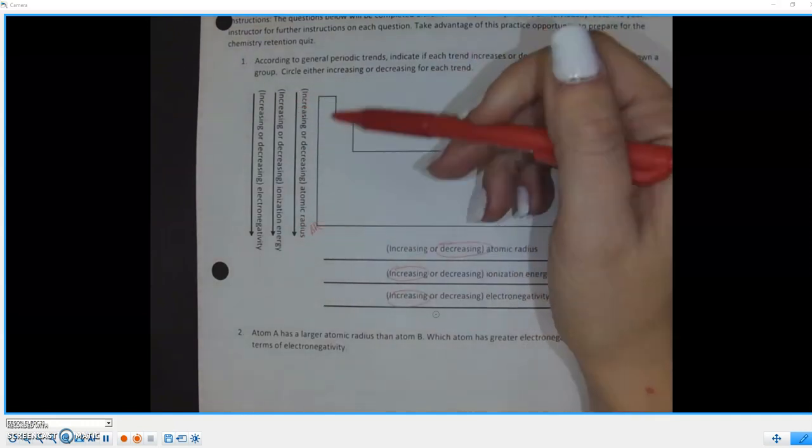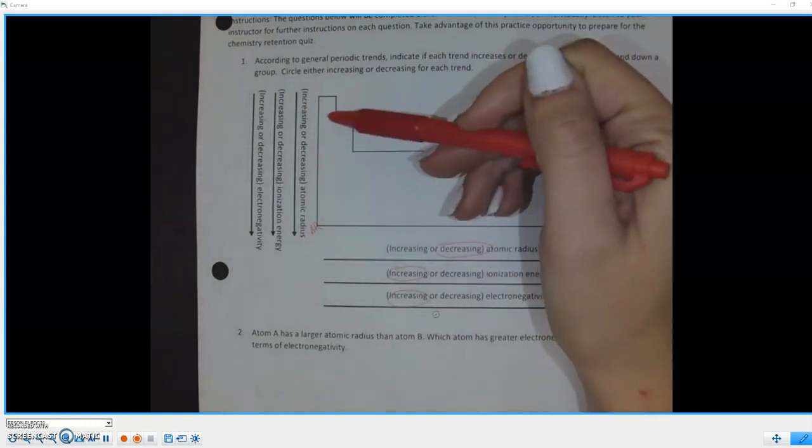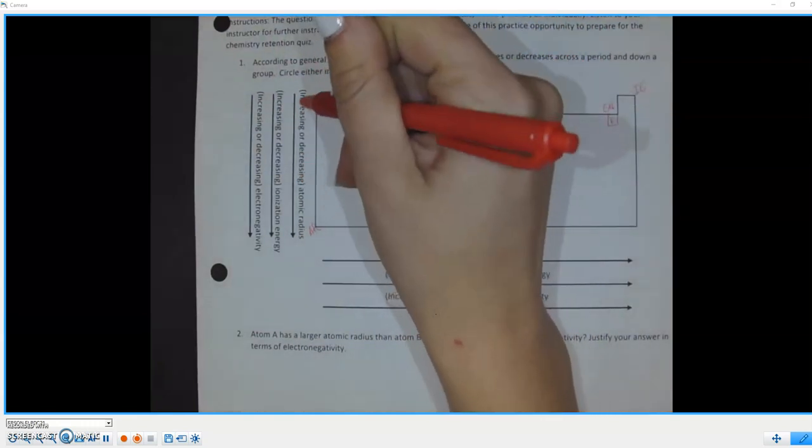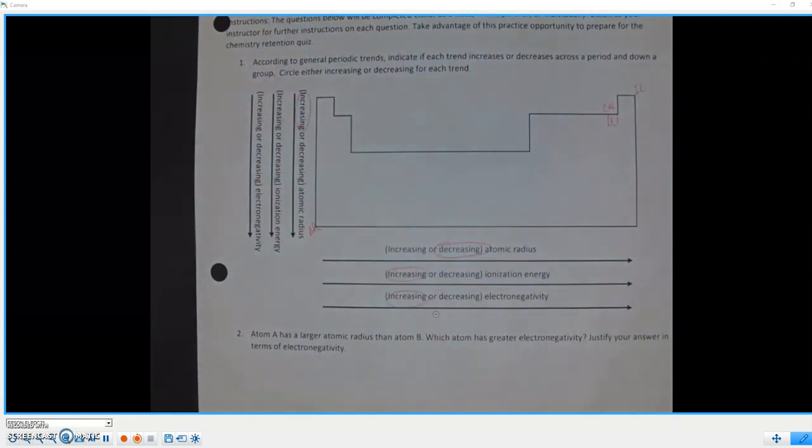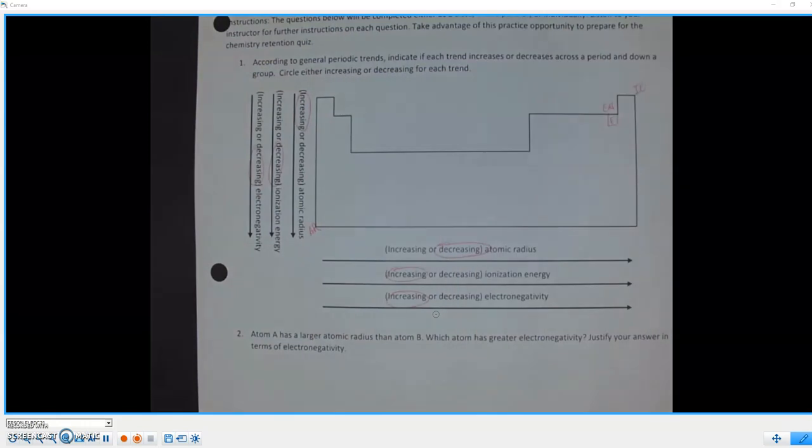Okay, so similar concept here, but now we're considering our arrows are telling us down a group. So if I'm going down a group, I'm getting closer to my large atomic radius, so I'd be increasing in atomic radius. And then if I'm moving down a group, I'm moving away from electronegativity being big, and I'm moving away from ionization being big, so we'd be decreasing.